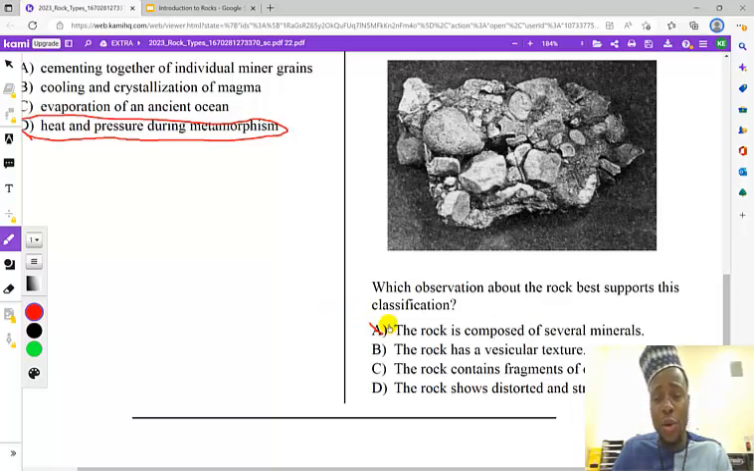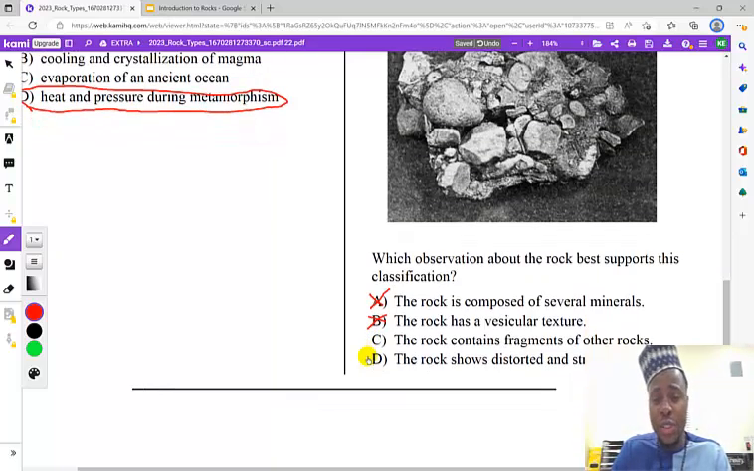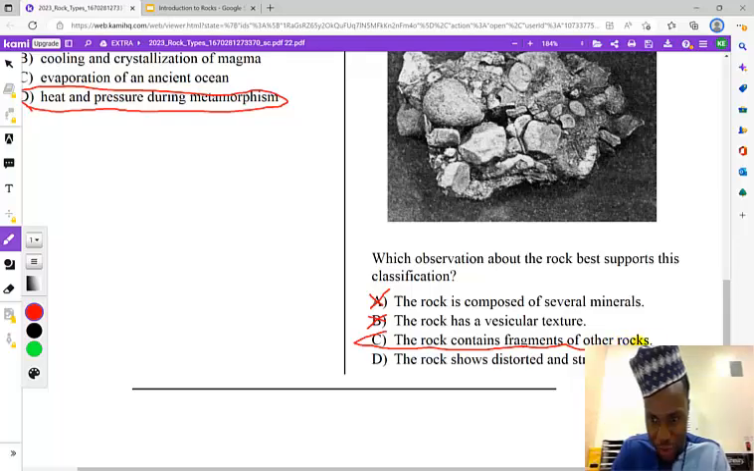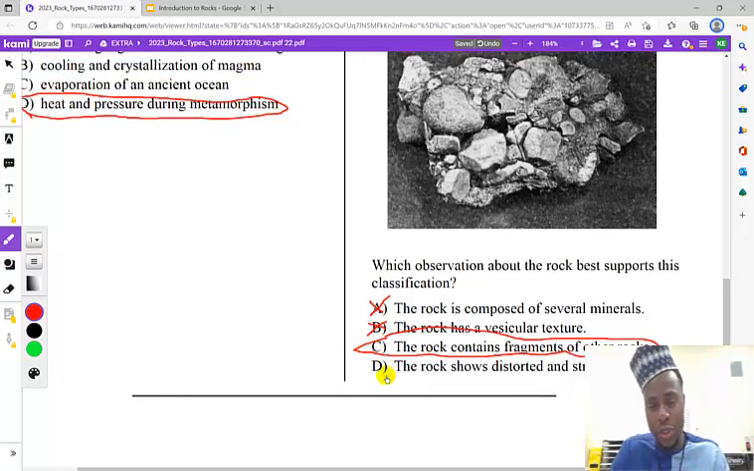Option B, the rock has a vesicular texture. Vesicular texture simply means gas pockets, like gas bubbles everywhere. I don't see gas bubbles in that rock sample. Option C, the rock contains fragments of other rocks. Definitely, that does sound and look like our correct option in there. And option D, the rock shows distorted and stretched pebbles. No, those pebbles are not distorted nor stretched. All right, that's the correct answer there, and that is a wrap for today's lesson.